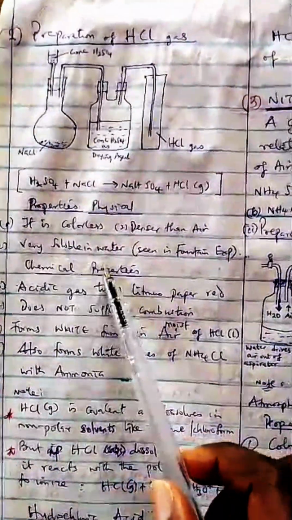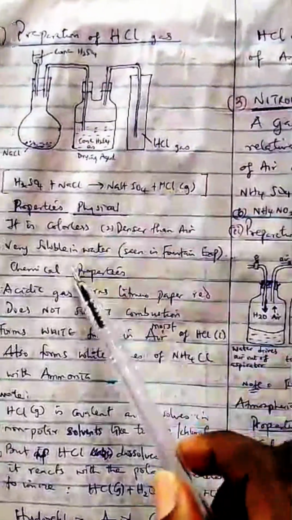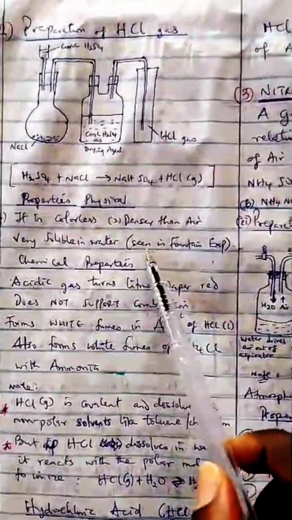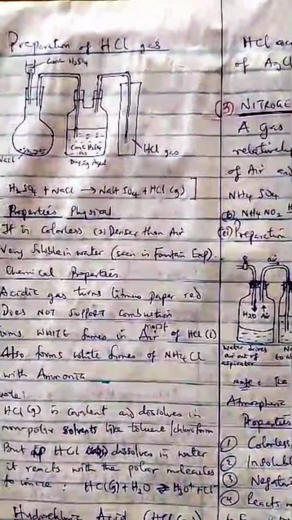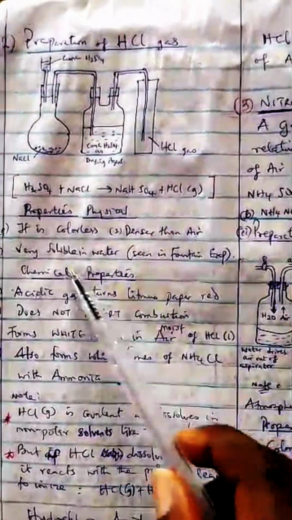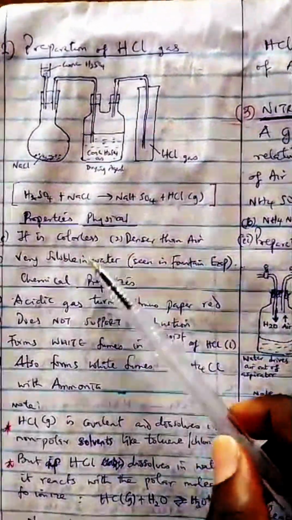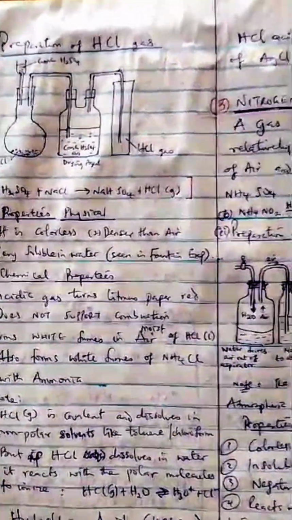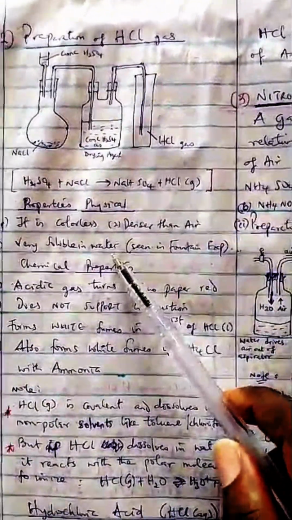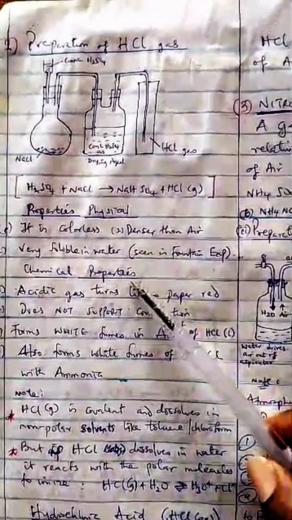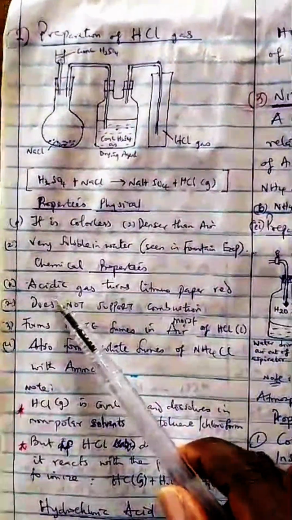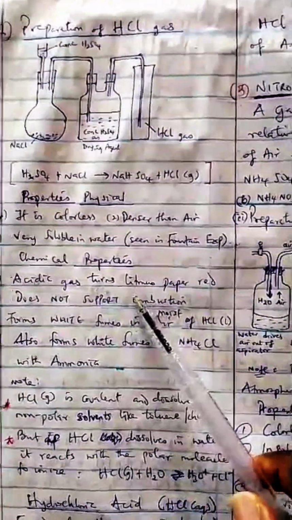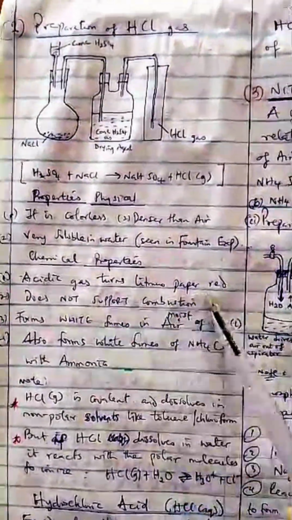It's also very soluble in water. Hydrogen chloride gas is very soluble in water. That is what we observe in the fountain experiment, so look up the fountain experiment. Basically, this demonstrates that HCl gas, hydrogen chloride gas, is very soluble in water. Now the chemical properties of HCl are acidic. It's an acidic gas, so it basically turns litmus paper red. It does not support combustion.